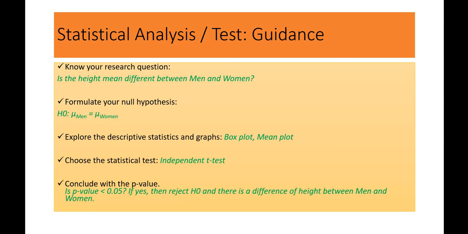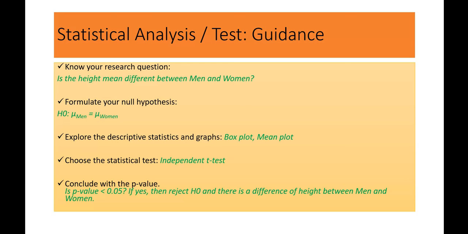In that case, the research question in the example is: is the height mean different between men and women? So H0 would be that the height mean of the men is equal to the height mean of the women, in the population in general. Of course, you will sample from these two populations and explore the descriptive statistics inside these samples. Remember, you cannot have all the population. You will choose the statistical test to prove if the population of men is different from the population of women in terms of height mean.